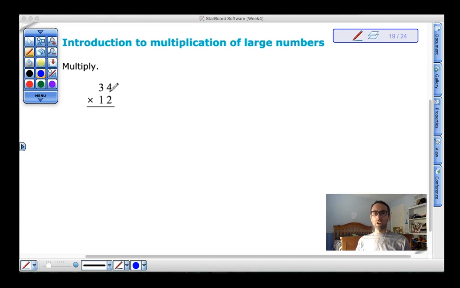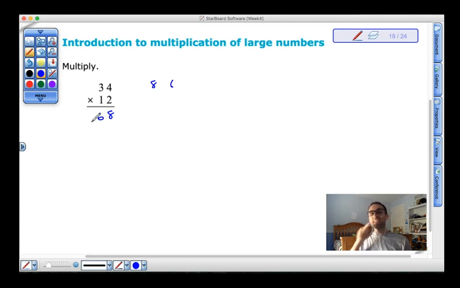And I'm going to do my 4 times 2 first. So 4 times 2, I get an answer of 8. So I can put that right down on my bottom. Then I'm going to do 2 times 3. 2 times 3, I get an answer of 6. So that 6 comes right over here.